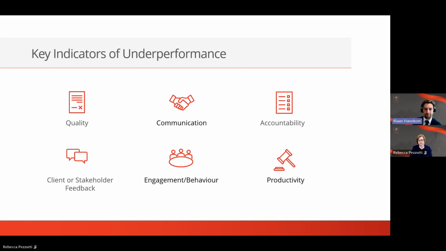So, for example, as a lawyer, I have key billable hours that I need to meet. If I don't meet them, that's a fairly easy and objective metric to measure my performance by. Indicators of underperformance will likely include the quality of a worker's work dropping off. There'll be increased errors and inaccuracies in the work delivered. Their attention to detail might decline.